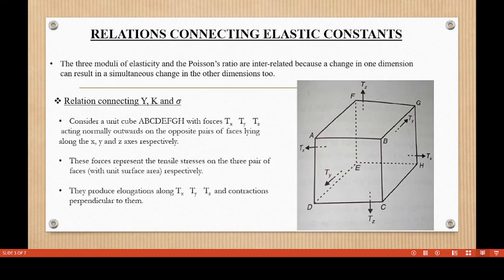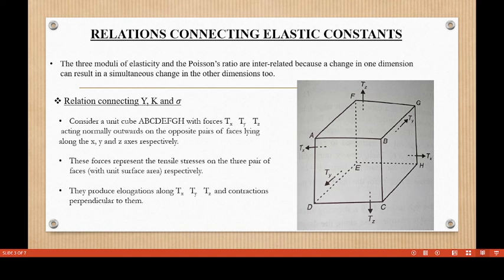Now we will see the relations connecting elastic constants. The three moduli of elasticity, the Young's modulus, bulk modulus, and rigidity modulus, and the Poisson's ratio, are interrelated because a change in one dimension can result in a simultaneous change in the other dimensions as well. That is, if we stretch a wire along its length, it causes a change in its thickness, or it becomes thinner, which is why we need a relation connecting the elastic constants.